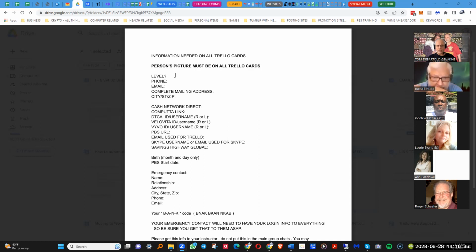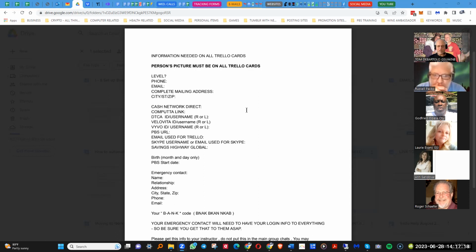You want to always make sure on every Trello card that first of all, you have their level, PBS student, IIT, GSI, whatever. And then it's obvious: phone number, email, complete mailing address, and zip code. This is all important for future reasons. If something does happen that you cannot get to your student, or your instructor can't get to you, or MSI can't get to you, they can look at this and they'll know exactly how to assist you if maybe you're sick or something and you can't get into one of your sites.